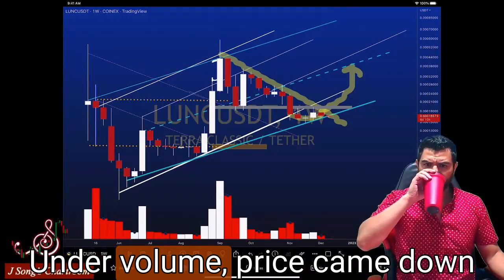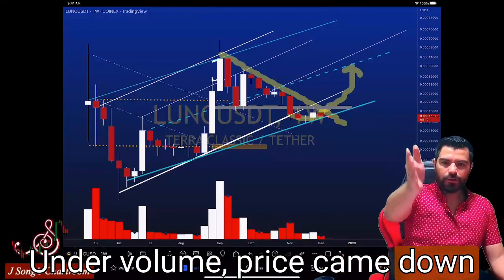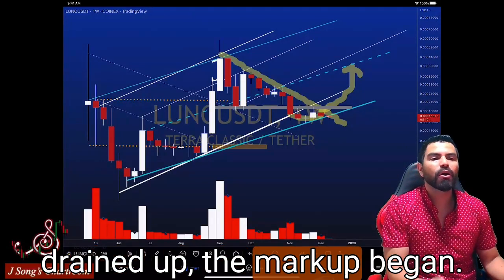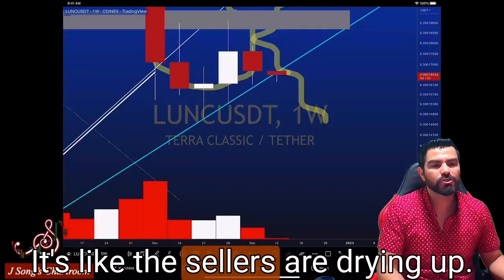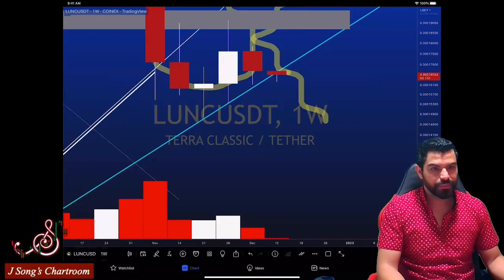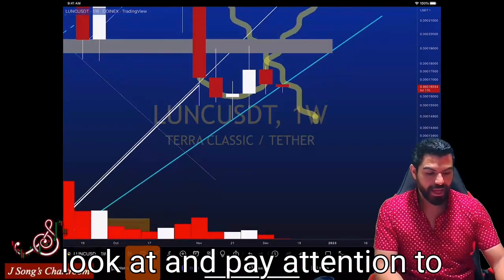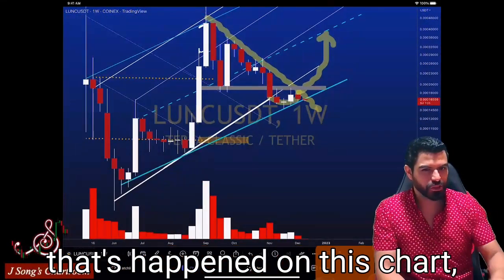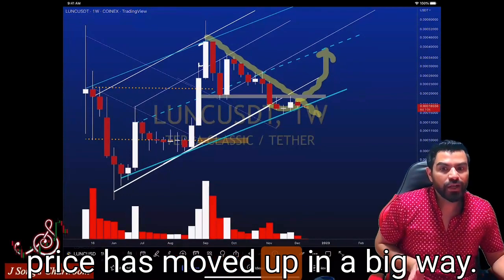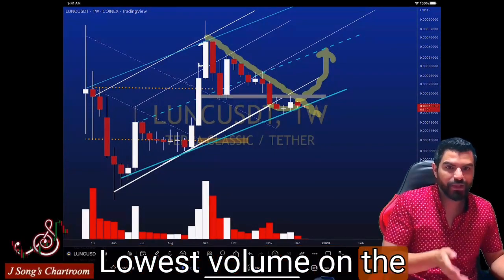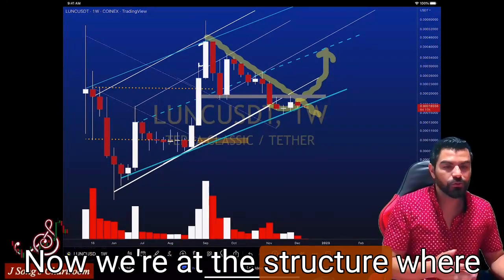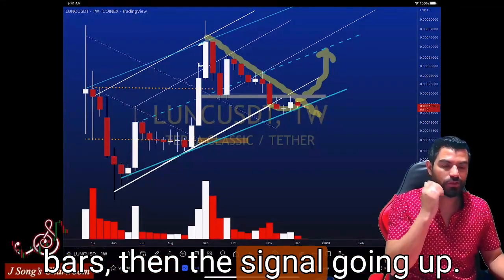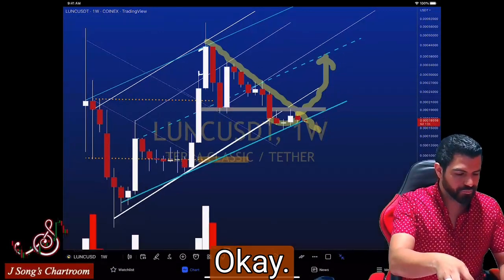Does that make sense? So you can see how together the story is unfolding. Under volume, price came down until all the supply was drained up. Once all the supply was drained up, the markup began. It's like the sellers are drying up. So that's something we should look at and pay attention to, because the last few times that's happened on this chart, price has moved up in a big way. Lowest volume on the down bars went up. Now we're at the structure where we should be looking for a signal, the lowest down bars, then the signal going up. Okay?